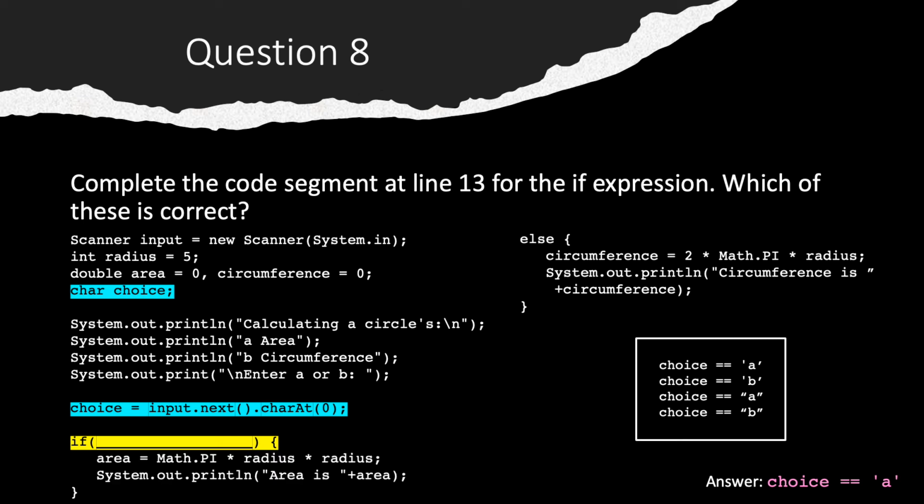As choice is a char, we will use the single quote. We will write if choice == 'A'. Remember that for string, we normally use the equals method instead of the equal to sign, because for string, if we use the equal to sign, it will compare the address of the objects instead of the value itself. For type char, we can use the equal sign.